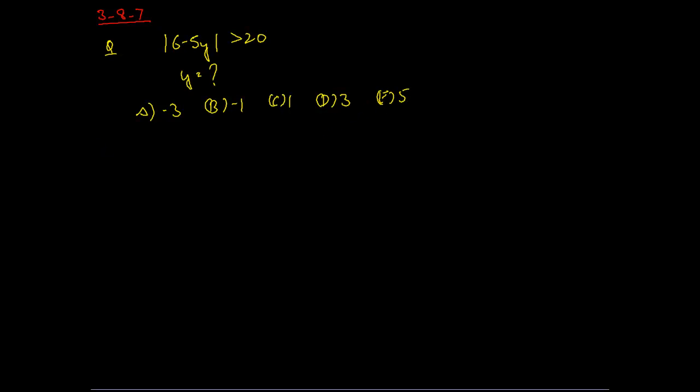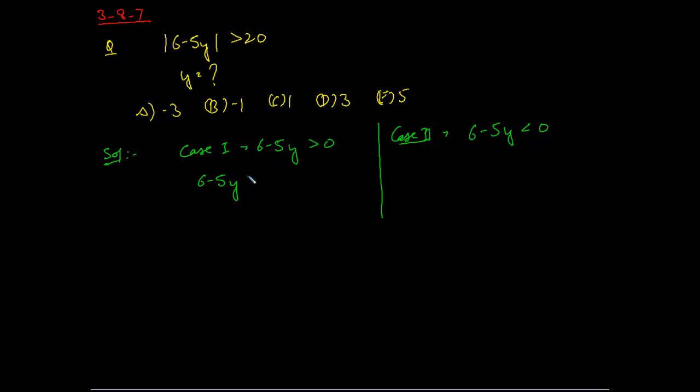So let's see how to work on these types of questions. If you remember from the absolute value equations introduction video, to solve these types of questions we need to make two cases. Case 1, which says 6 minus 5y is more than 0, and case 2, which says 6 minus 5y is less than 0. So when we take 6 minus 5y as a positive value, the equation becomes 6 minus 5y is more than 20.